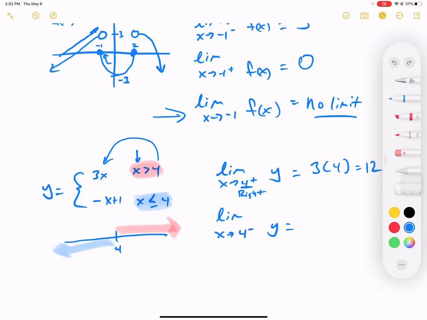What does it look like on the left side? See, I'm not saying -4. I'm saying on the left side here. So here's my left side equation. Let's plug it in: -4 plus 1 is -3.